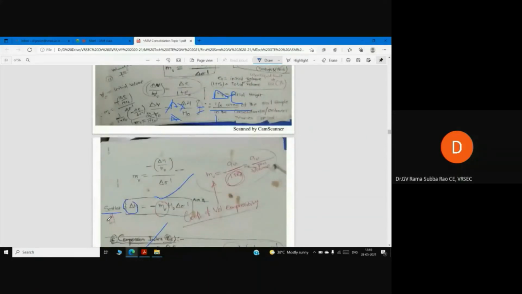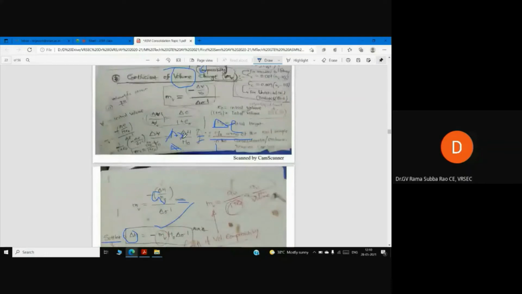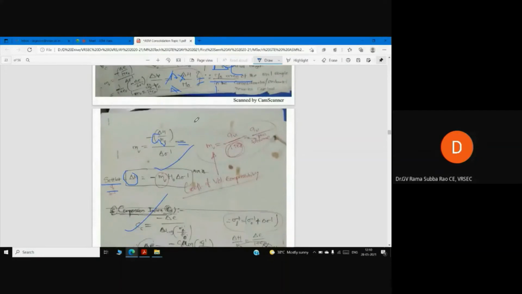What is delta H? Settlement. Delta H is nothing but consolidation settlement. Now you see mv is equal to, as we discussed already, av by 1 plus e naught. You may ask, sir, why you are writing delta H by like that? I will tell you. See, what is mv? As you know, av by 1 plus e naught. What is av? av means, as you already discussed, delta e by delta sigma dash. Now 1 by 1 plus e naught.